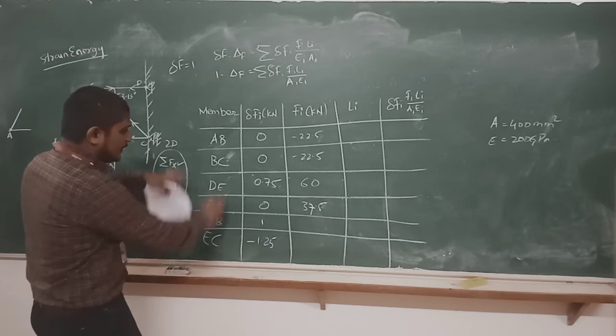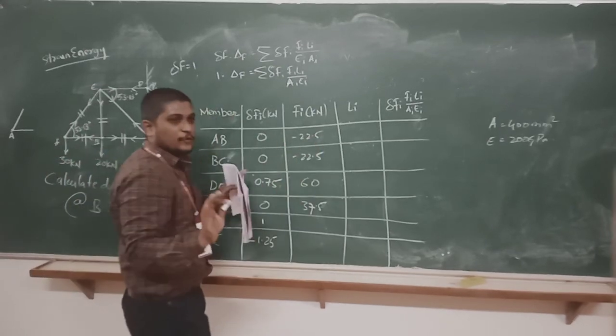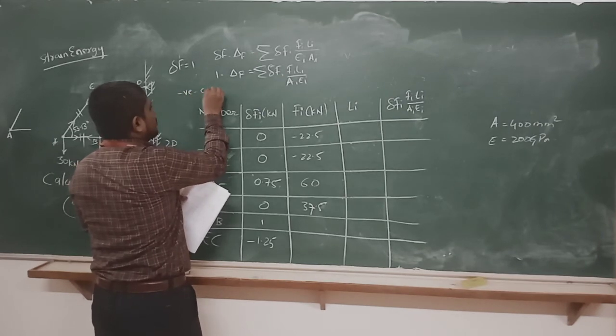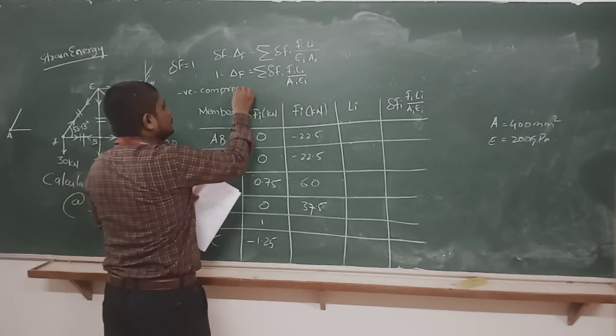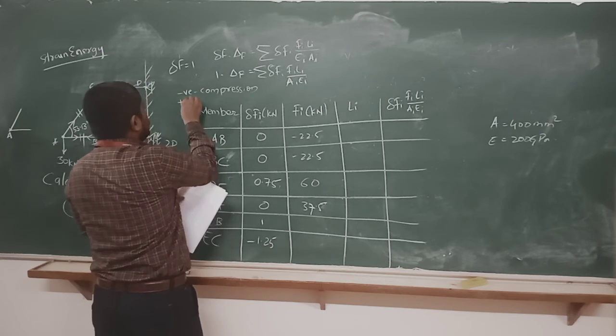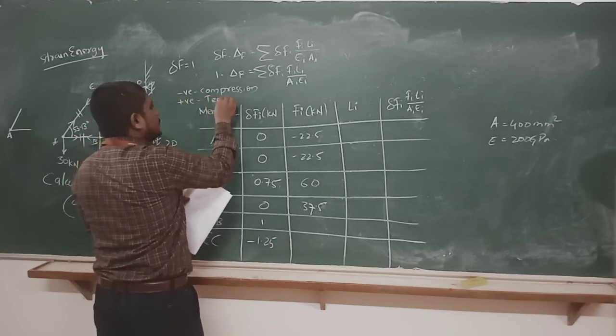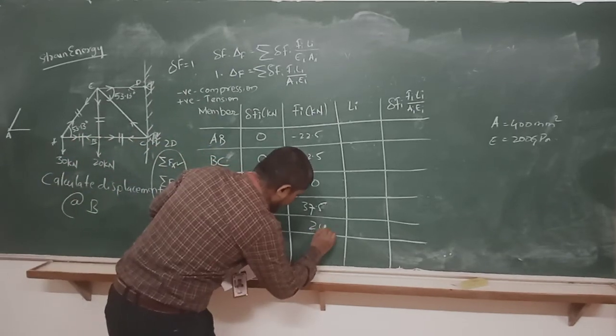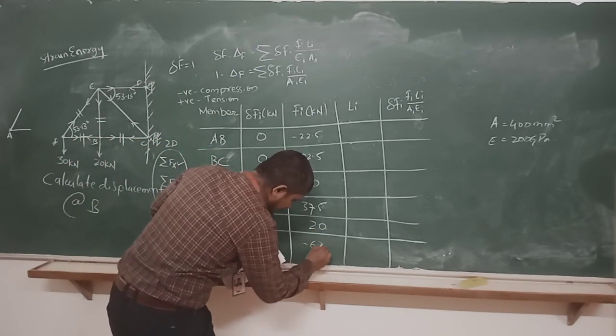The member I have written here, in front of that you have to write its force. If it is negative, it is compression. If it is positive, then it is tension. Okay, 37.5, 20, minus 62.4.